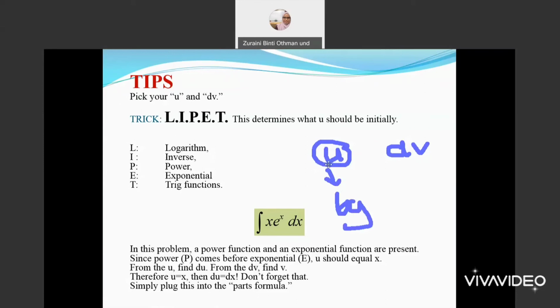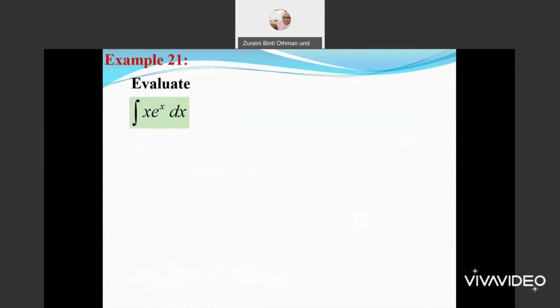Or if there is no log there, there is an inverse there. So inverse will be our u. Then after that is power. Then exponential. After that, barulah trigonometric function. Okay, so let us do the example.